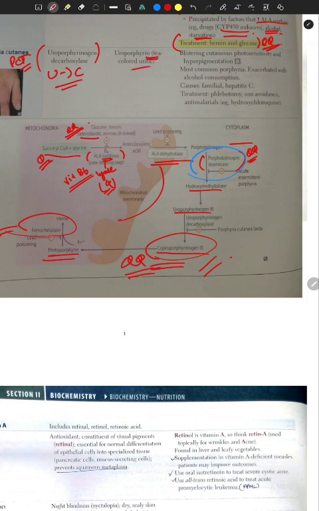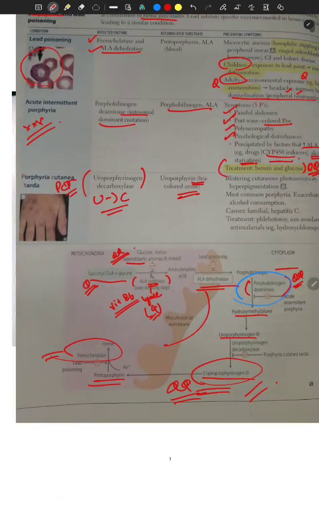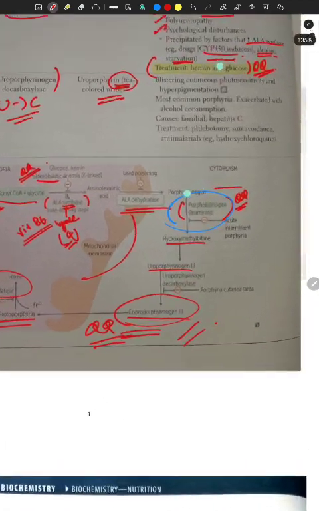So that will be giving what? T colored urine. So your uroporphyrinogen is T colored urine; P colored urine is for your porphobilinogen. So acute intermittent porphyria, that is your P colored. Porphyria cutanea tarda is your T colored urine. This is very, very important.